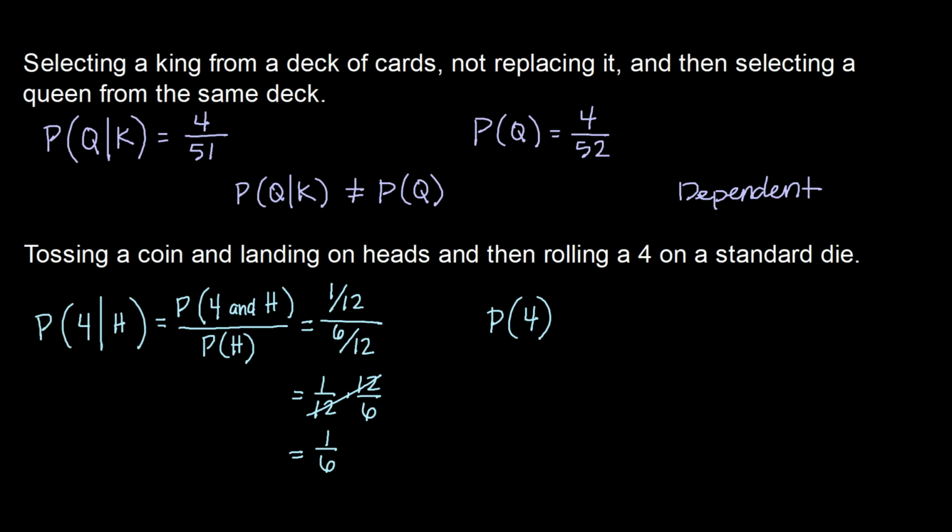Now, if we consider just the probability of rolling a 4 on a standard die, there are 6 possible outcomes, and 1 of them is a 4. So comparing, we see that the probability of rolling a 4, given that we've already flipped heads, is equal to the probability of just rolling a 4. Therefore, these two events are independent.